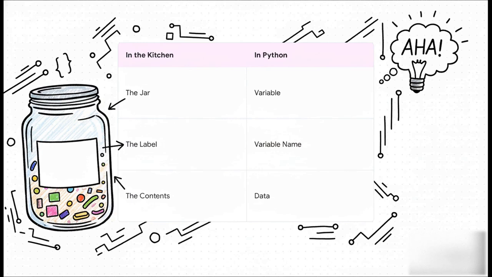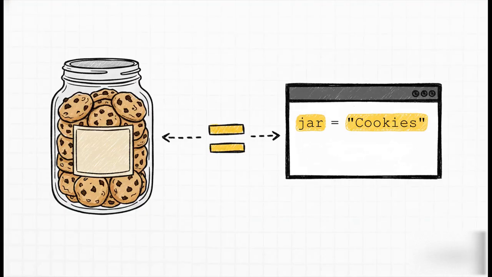And here is where it all clicks. The jar itself, in Python, that's the variable. The label you wrote on it, that's the variable name. And the cookies you put inside, that's just called data. It's a perfect one-to-one match. See, you already understood this. So what does this look like when you actually type it out? It looks just like this.